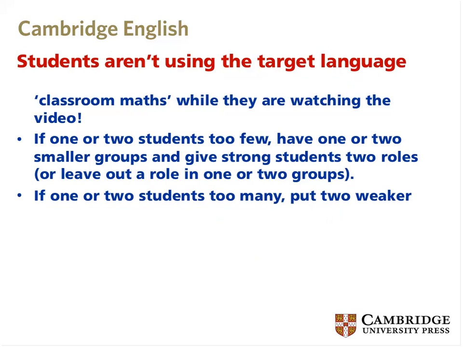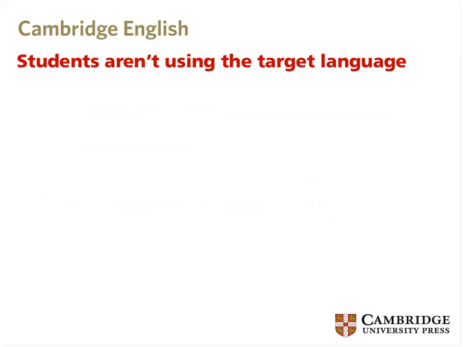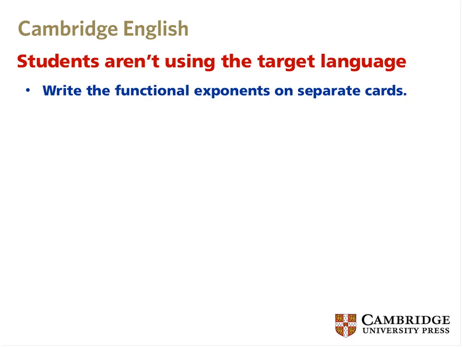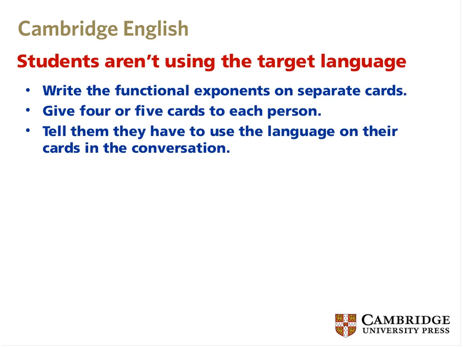Okay, another problem that often happens is students aren't using the target language. You spent all lesson presenting this language and the students aren't using it in the free speaking activity. Here's one idea I use a lot to make sure they use the language. You can write all the exponents or the target language on separate cards. Give 4 or 5 cards to each person, then tell them they have to use the language on their cards in the conversation.